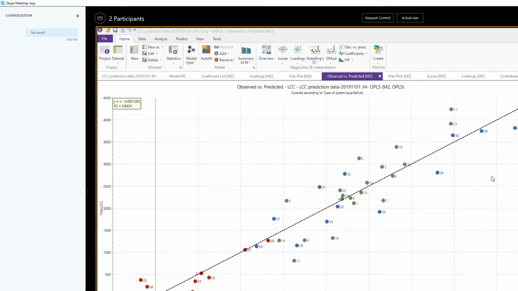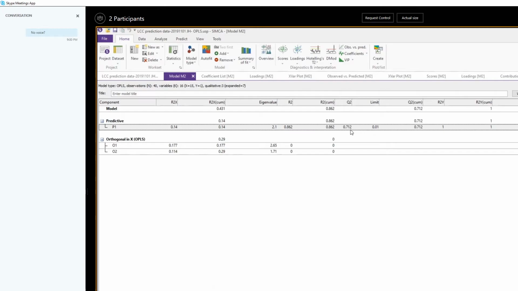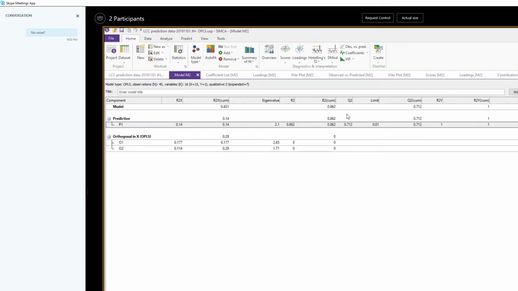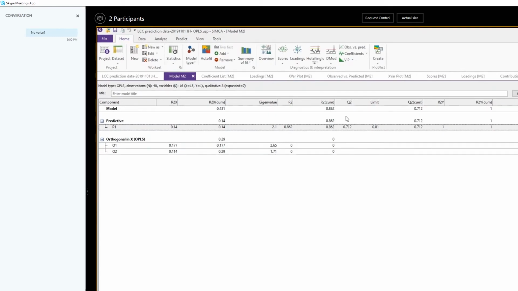SIMCA just goes and automatically takes one out, leaves it out, checks it, puts it back in, and that's how it calculates the Q value. That's where that value comes from: taking data out and putting it back in until it's done that for every iteration. So if it works this way, does it mean that we don't have to manually select like 10% or 20% as the prediction set? We just put them all as the input cases?